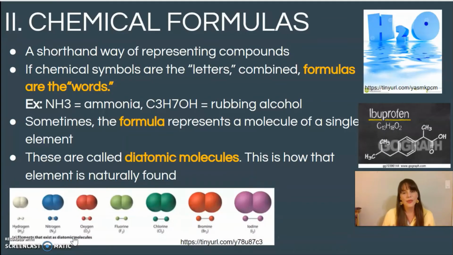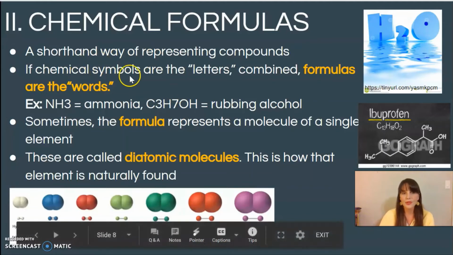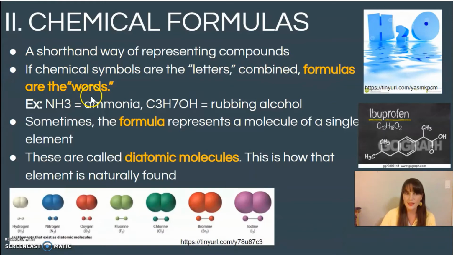So now we have to represent these different molecules or compounds in some way that we can understand. A shorthand way of representing these compounds is called a chemical formula. These are what we've been talking about, like H2O is a chemical formula. So if the chemical symbols are the letters, then formulas are the words. They have specific meanings. So NH3 is ammonia. C3H7OH is what we know as rubbing alcohol.